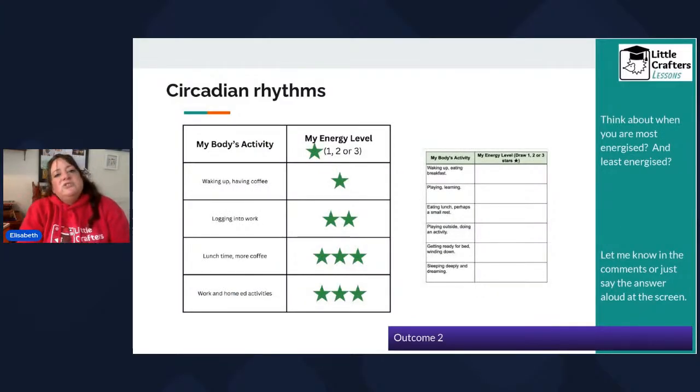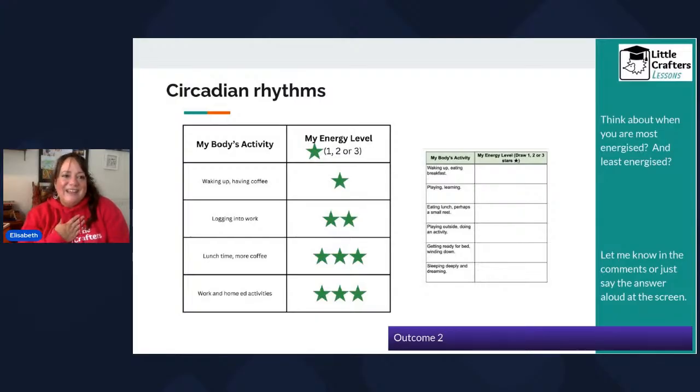For outcome 2, what you have to do is think about when you are most energized and when you're least energized. So to do that, there's going to be a little table in your workbooks. So I'll be giving you free workbook pages for this unit. And all you have to do is think about the time of day and then put a star for your energy levels. I've started one here for me.